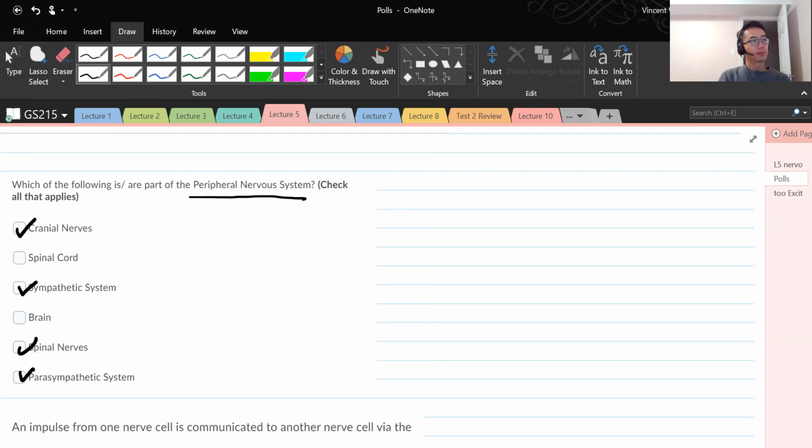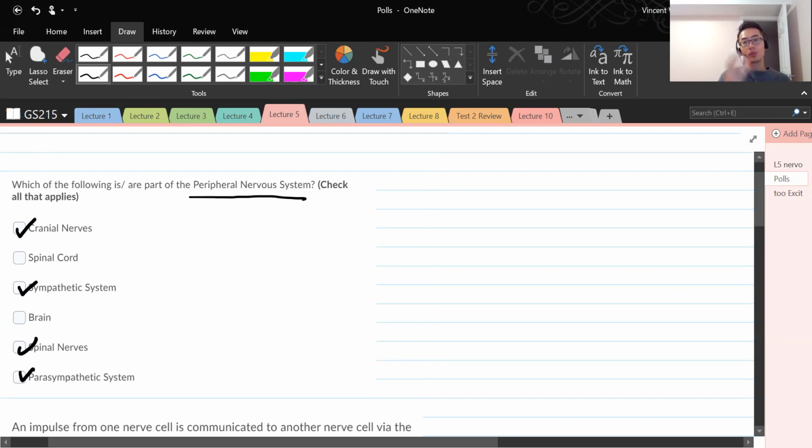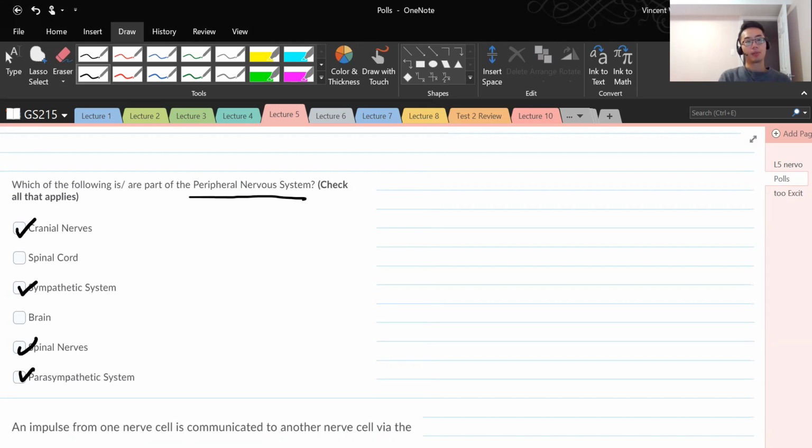This spinal nerve doesn't belong to the spinal cord? No, spinal nerve comes out from the spinal cord. So as soon as it exits the spinal cord, it's no longer part of it, right? So okay. That's why. Then cranial nerves means what? Cranial nerve also is part of the PNS because again, it comes out of the brain, right? So once it's out of the brain, it's no longer part of the brain, right?